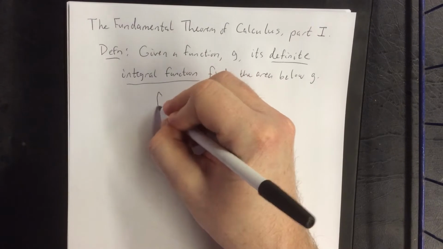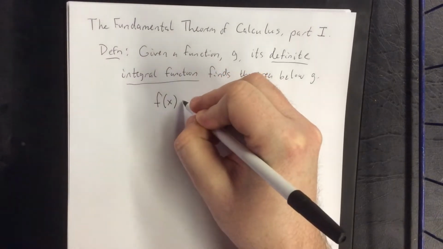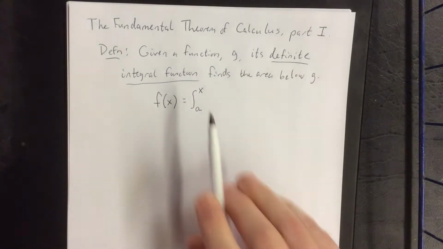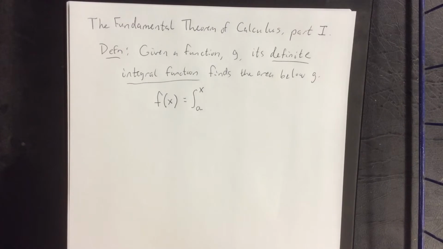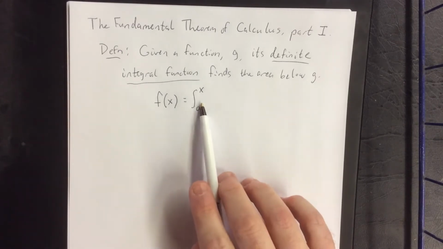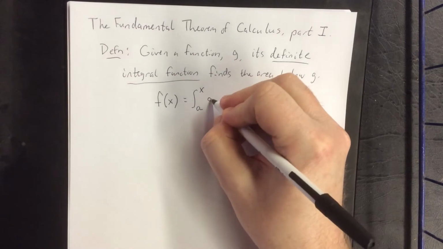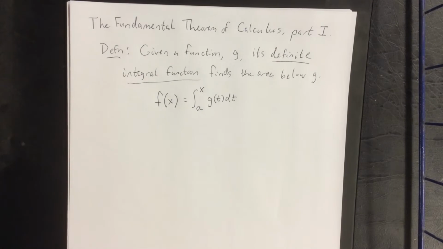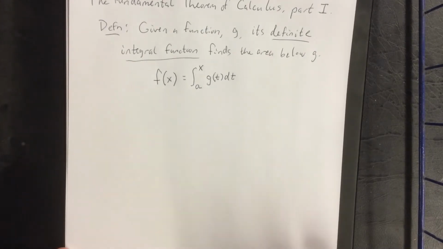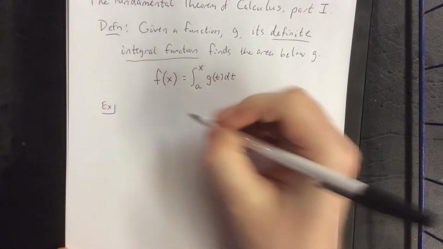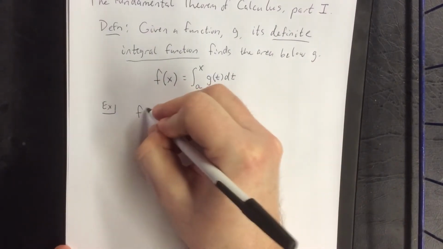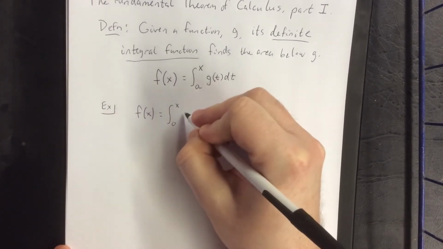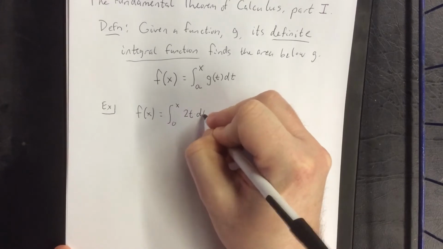So with that in mind, the notation that gets used for a definite integral function would be something like f of x is equal to the definite integral from a starting point to a specific value of x. Now normally for a definite integral we would expect to see something like g of x times dx in here, but unfortunately we've already used x for a different purpose, so we can count on seeing a different variable as part of the definite integral. As an example of this kind of function, let's consider f of x is equal to the definite integral from 0 to x of 2t times dt.